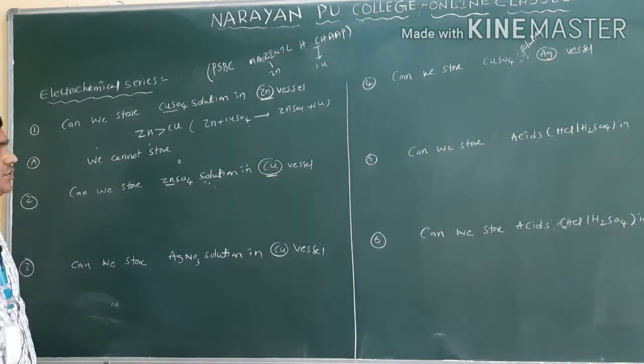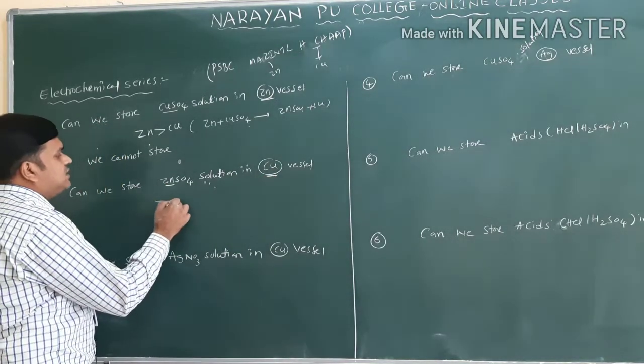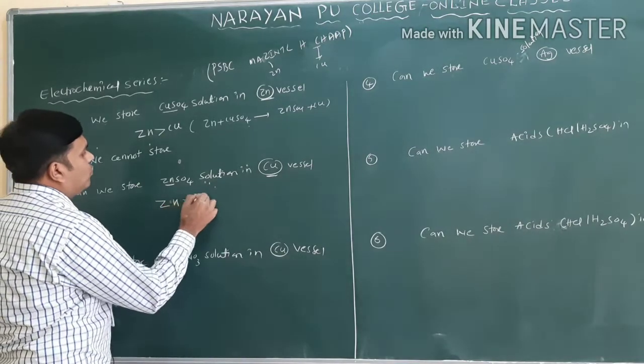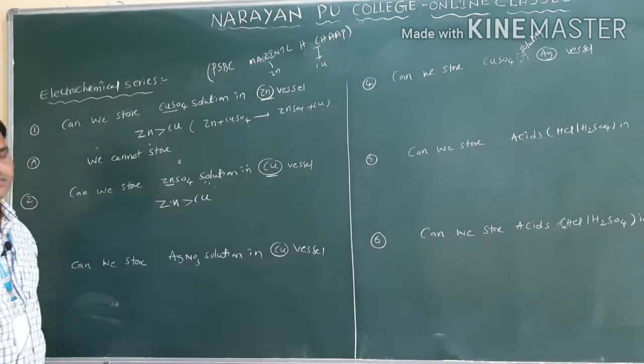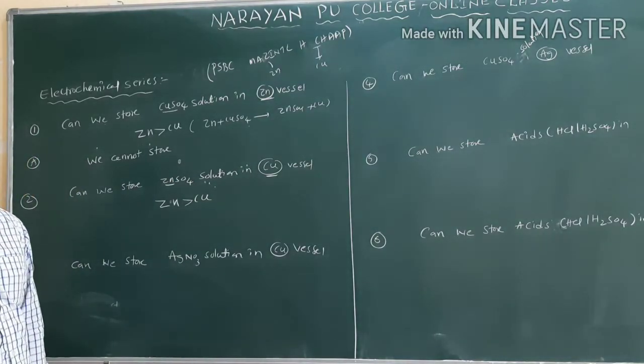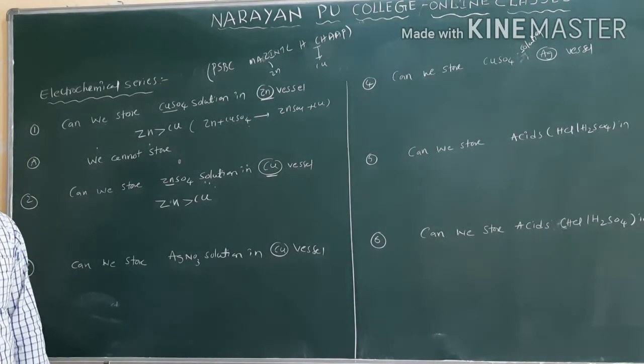This is the opposite question. So what is the reactivity order generally? Zinc is more reactive than copper. Zinc cannot be replaced by copper. Zinc cannot be replaced by copper means what happened? There is no chemical reaction that takes place.